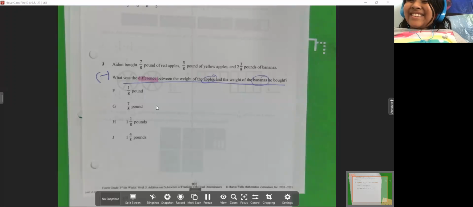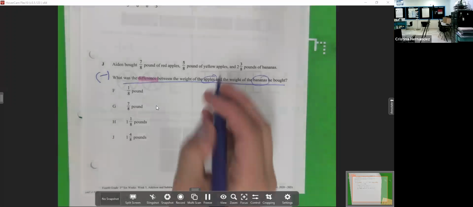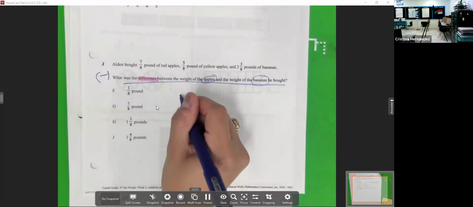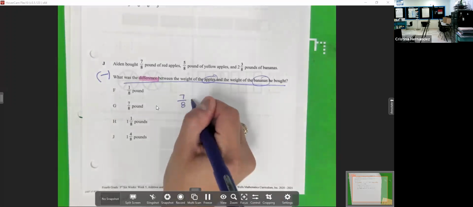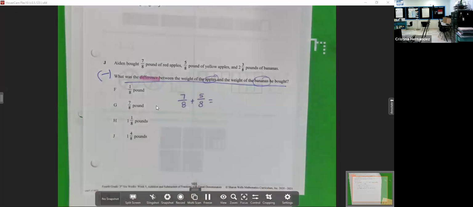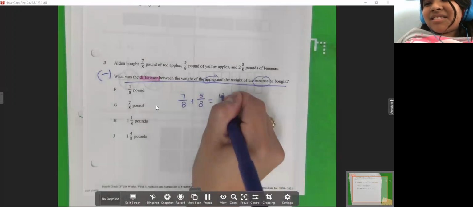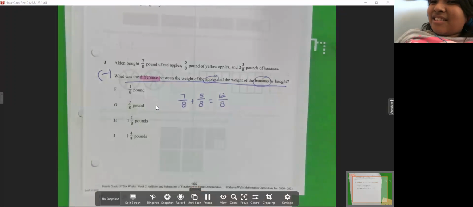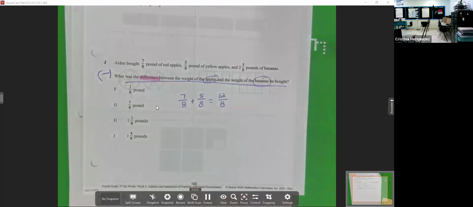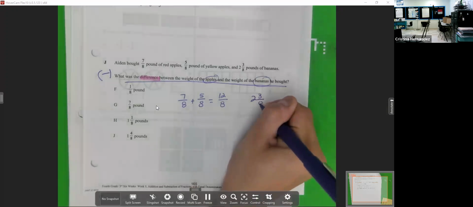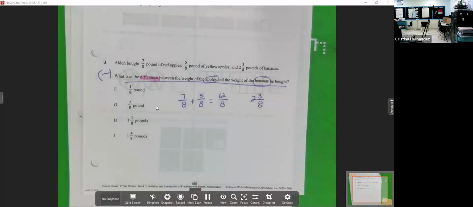It's 12/8. 7/8 plus 5/8 equals 12/8. Then we subtract it from the pounds of bananas. Yes, but we need to draw our picture, don't we? Or let me show you.